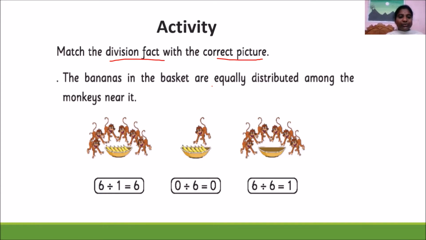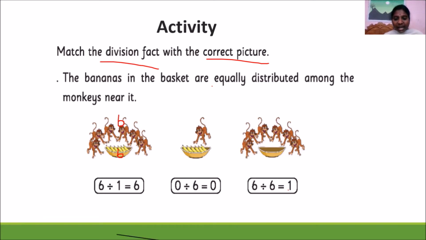1, 2, 3, 4, 5, 6. 6 bananas. And count the monkeys. 1, 2, 3, 4, 5, 6. 6 monkeys. What you have to do? You have to share the bananas equally among the monkeys. Now tell me, how many bananas will each monkey get? Very good. Each will get 1. So the division fact is 6 divided by 6 equal to 1.